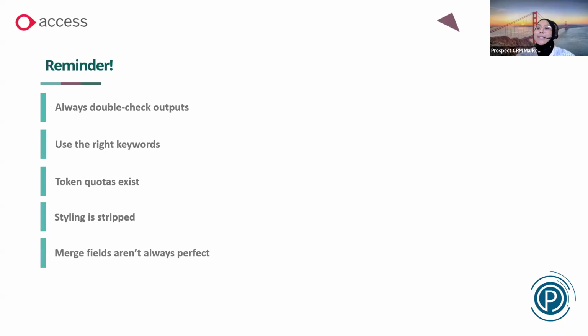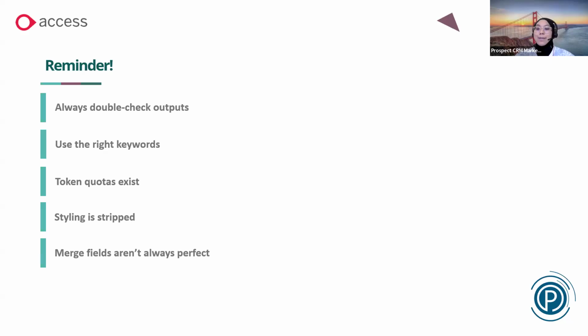Okay, just a few reminders as well. We just wanted to be a bit transparent about the limitations of the AI in CRM. Always double check your outputs. As with any AI tool, it can produce incorrect names, for example, wrong merge data, or irrelevant content. You review every generation before you send to the customer. Use the right keywords. The quality of the output depends on your prompt. You will need to be specific.